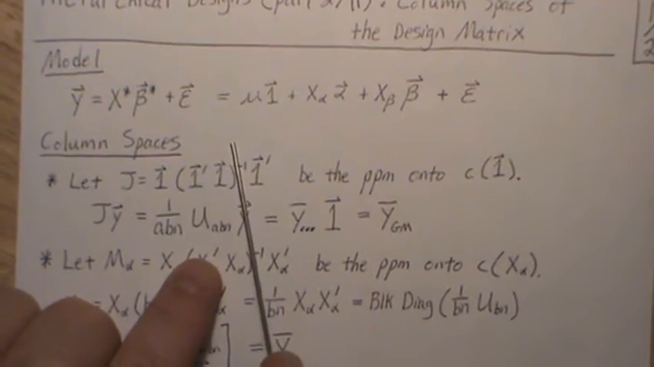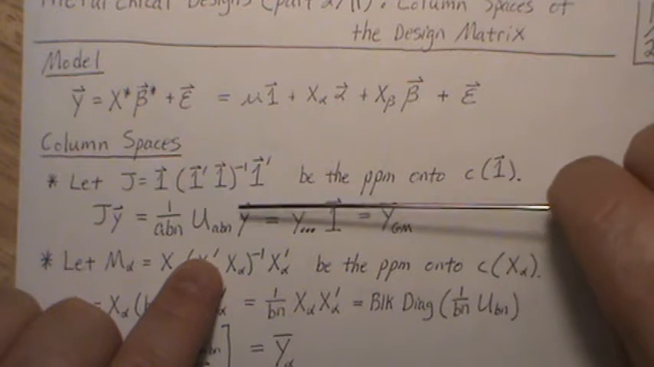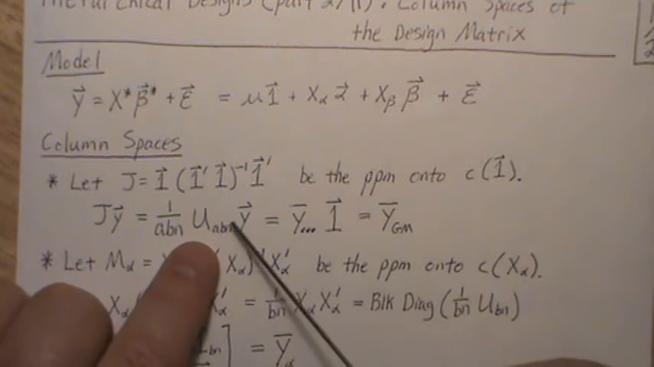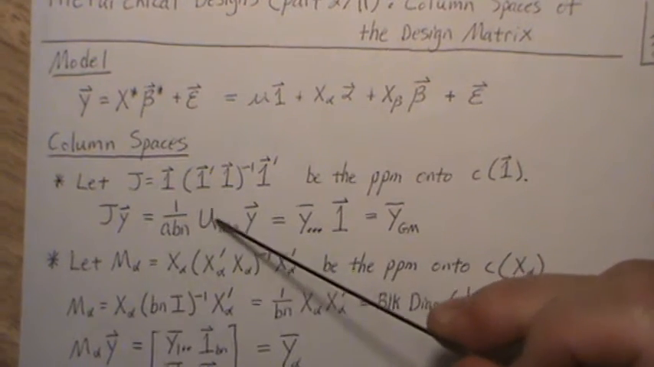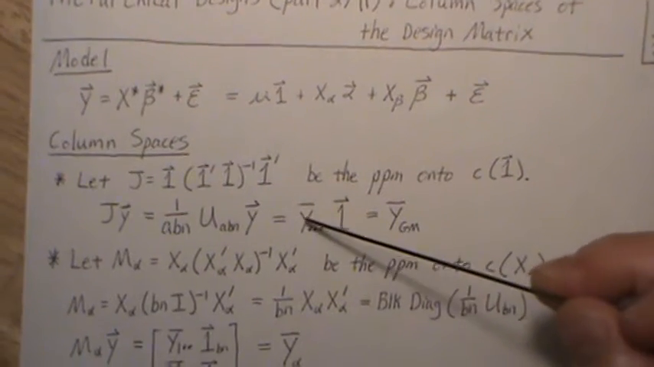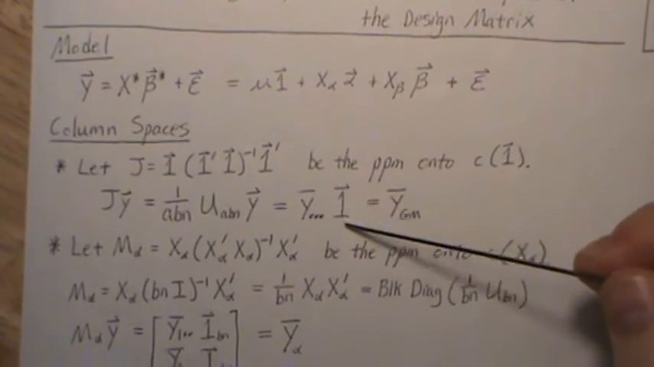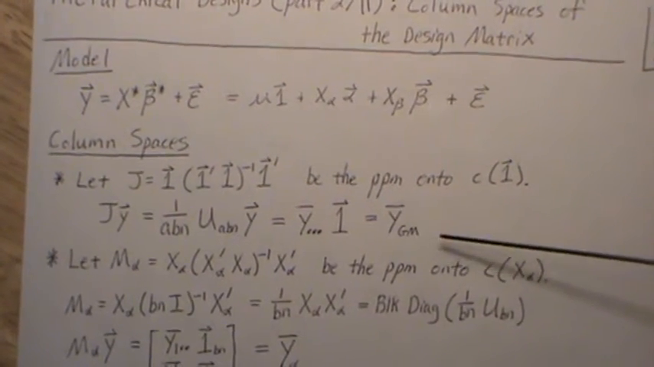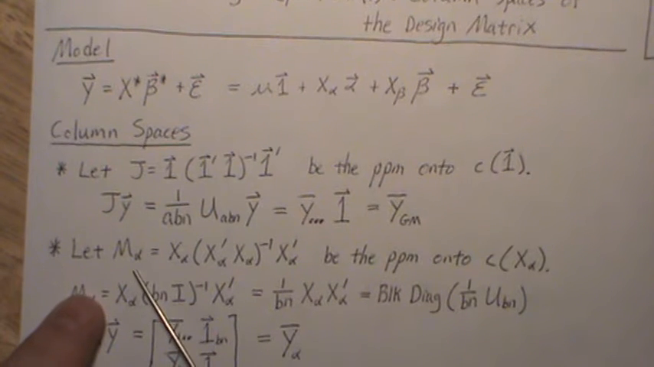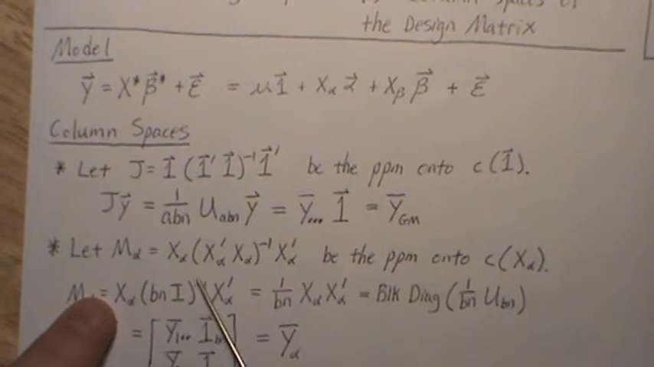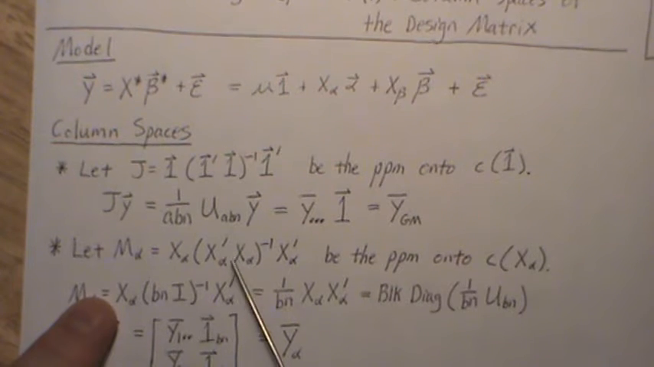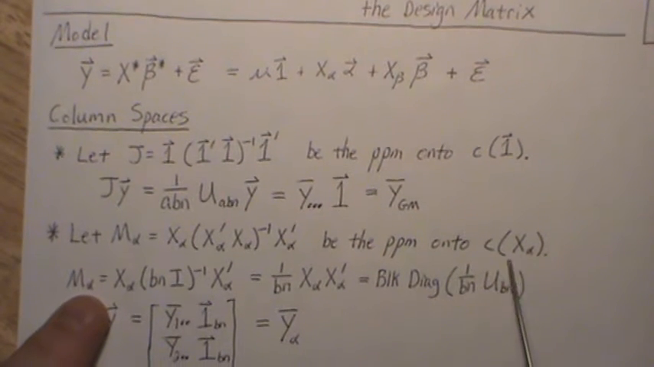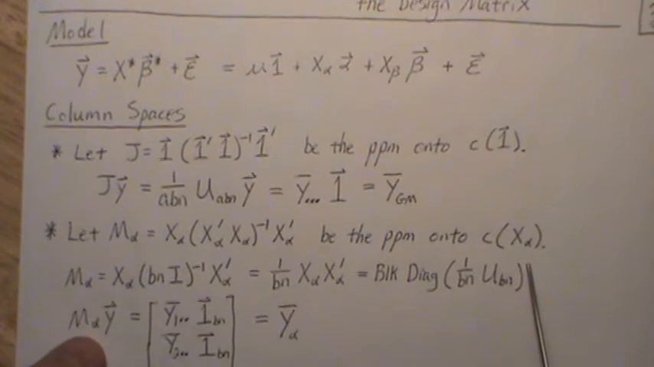So when you take this vector and add it, all ones, so you're adding up every one of those, and then you divide by how many there are, you get the grand mean. And that's for every row. So you can just factor out that grand mean value, and it's times a one vector. And they call this the grand mean vector, GM. Now, M alpha defined as X alpha times X alpha transpose X alpha inverse X alpha transpose. That's going to be the perpendicular projection matrix onto the column space of X alpha.